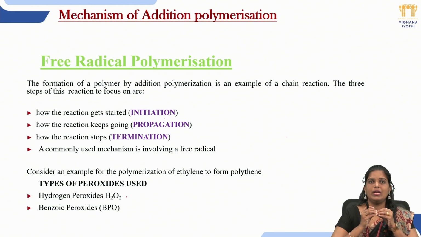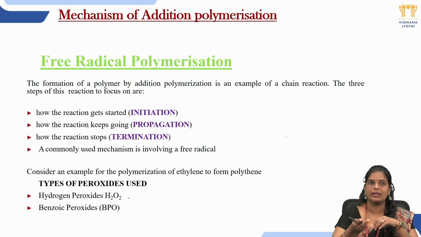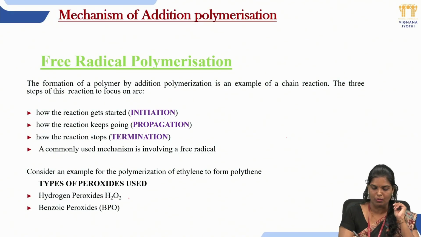Benzoyl peroxide is highly reactive, so this will be the maximum used free radical source for the reaction. What do these peroxide compounds have? They have a relatively weak oxygen-oxygen bond. To break this is very easy. Once it is broken, it will give a free radical, right?